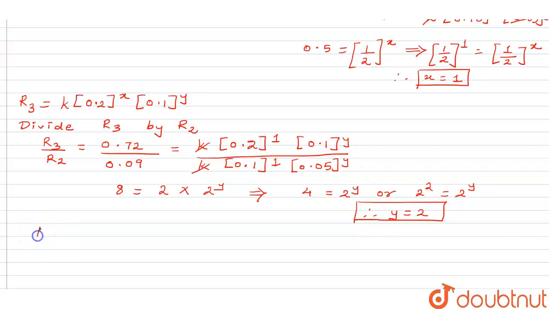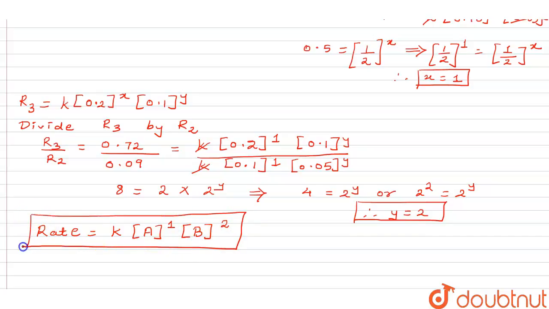Hence we can lay down our final rate law expression, and that is going to be rate is equal to K into concentration of A raised to X, which means raised to 1, into concentration of B raised to Y, which means raised to 2. So this is the rate law for the given equation. I hope you understood the explanation.